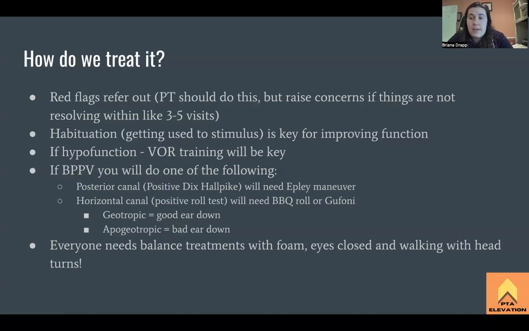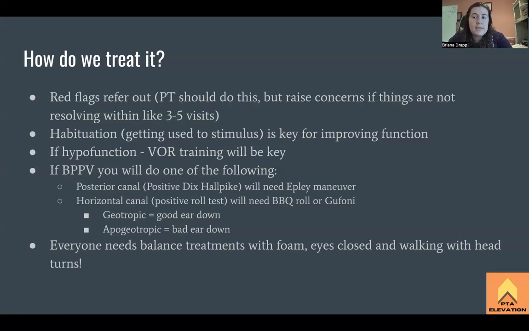Horizontal canal BPPV is only found in about 8% of people. I'm not even putting anterior canal because that's like 0.005% of people. If you got anterior canal BPPV, something went horribly wrong. But for horizontal canal, they'll either do the barbecue roll or the Gufoni. I'm linking videos of these because they're complicated to explain. But again, it's not very common.